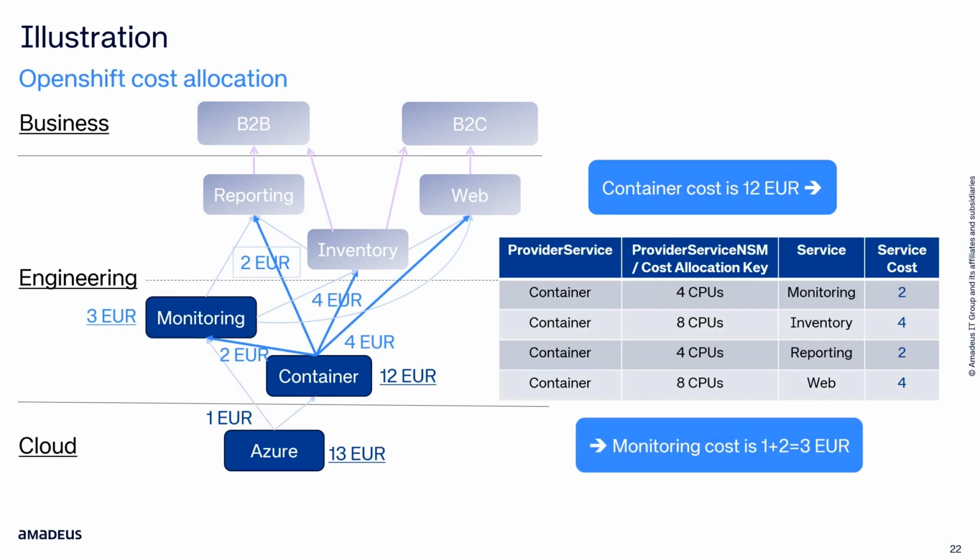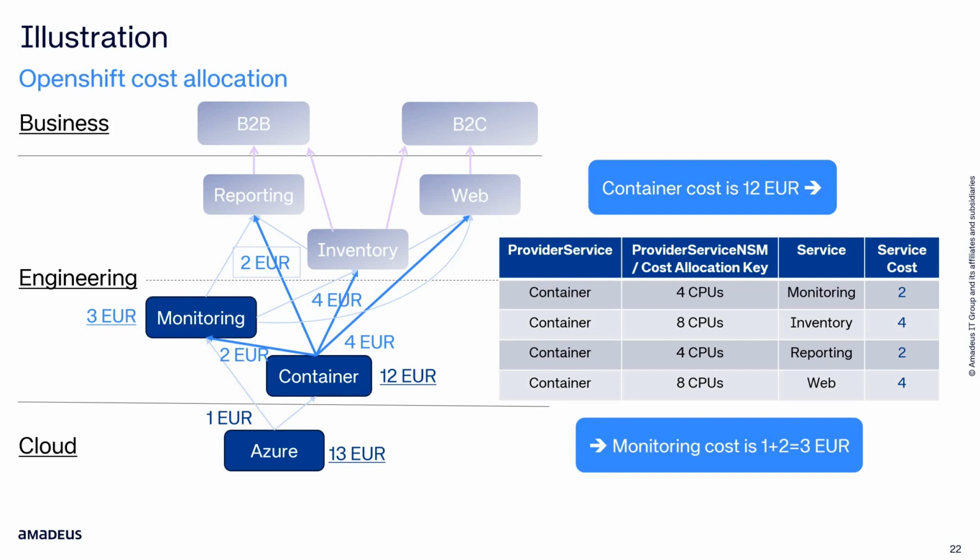Remember that the NSM of the container service is the number of CPUs. Let's assume that the monitoring and reporting services use 4 CPUs each, and that the inventory service and the web service use 8 CPUs each. Using a rule of thumb, the monitoring and reporting services are allocated each 2 euros, and the inventory and web services are allocated each 4 euros.